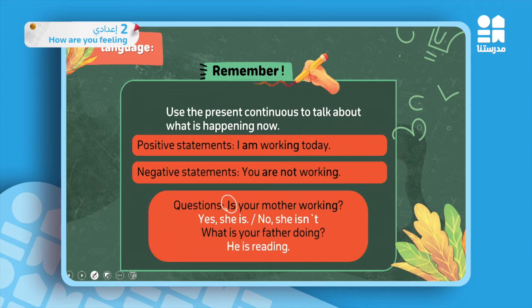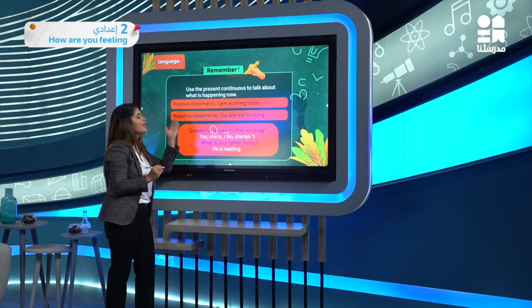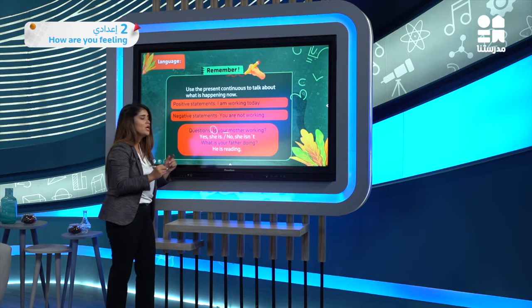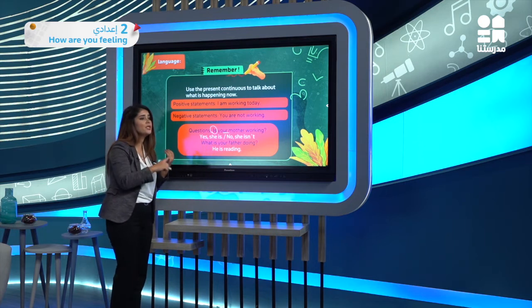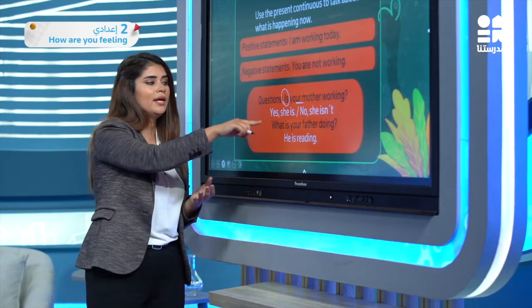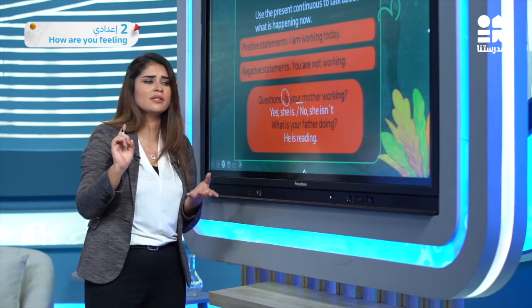Is your mother? According to what? According to the subject. If you have a singular subject, you add is. If you have a plural subject, you add are. So I say, is your mother working? Is your mother working? And question mark. So if I start a question with is or are, it's a yes/no question. It means that you have to answer with yes or no. Like here, yes she is or no she isn't.